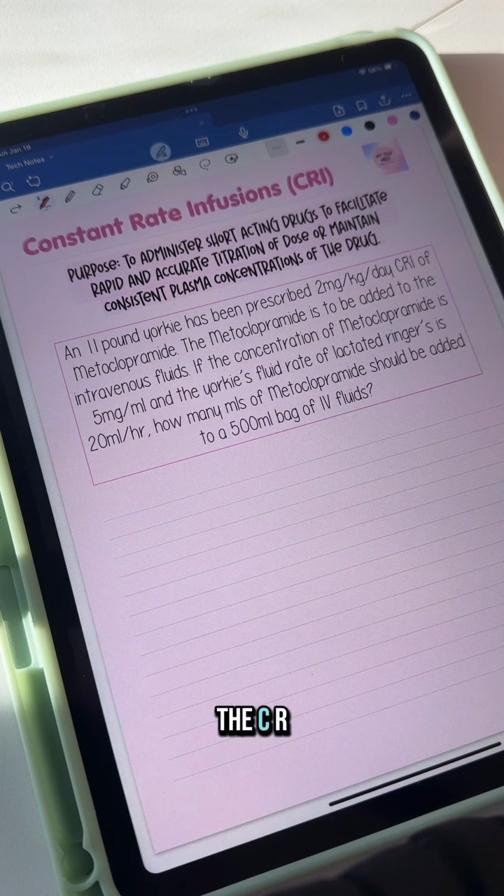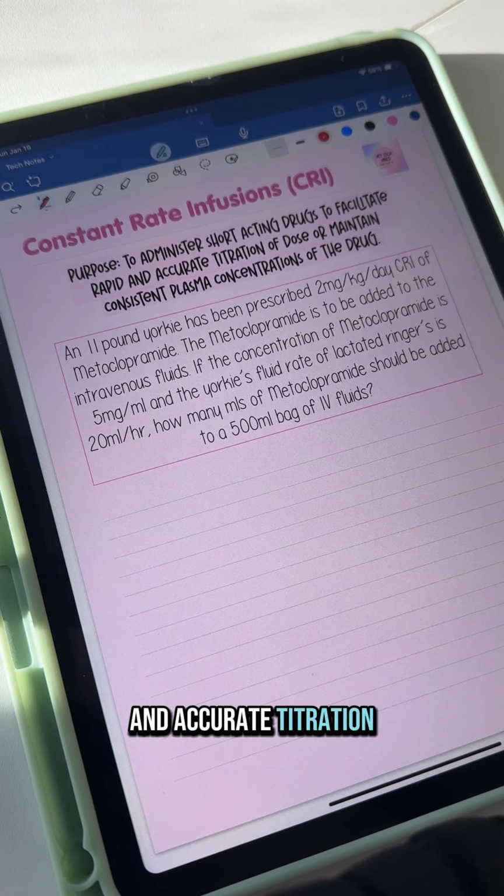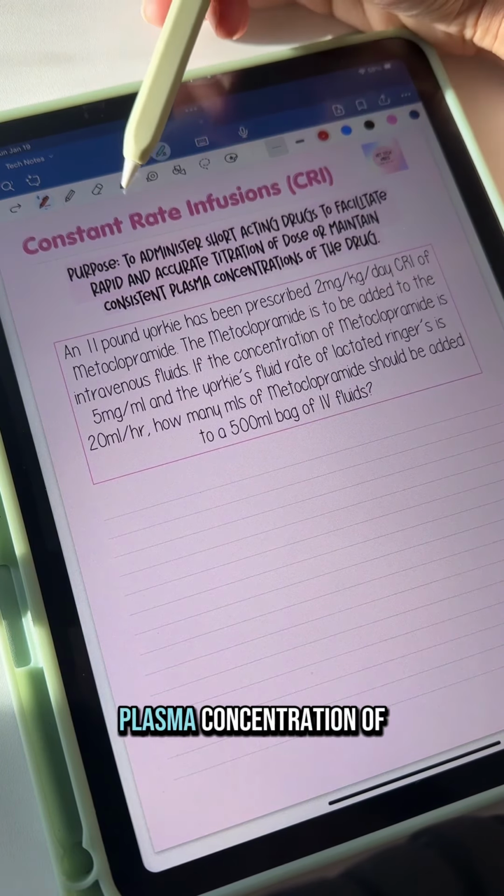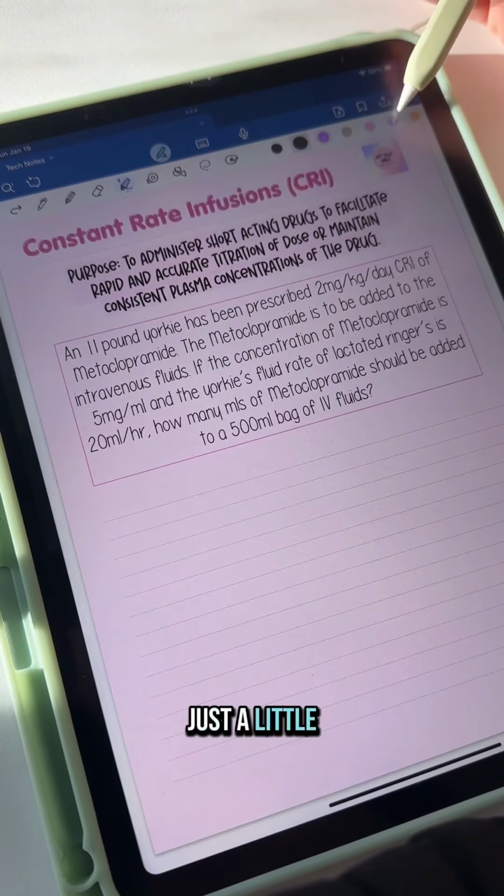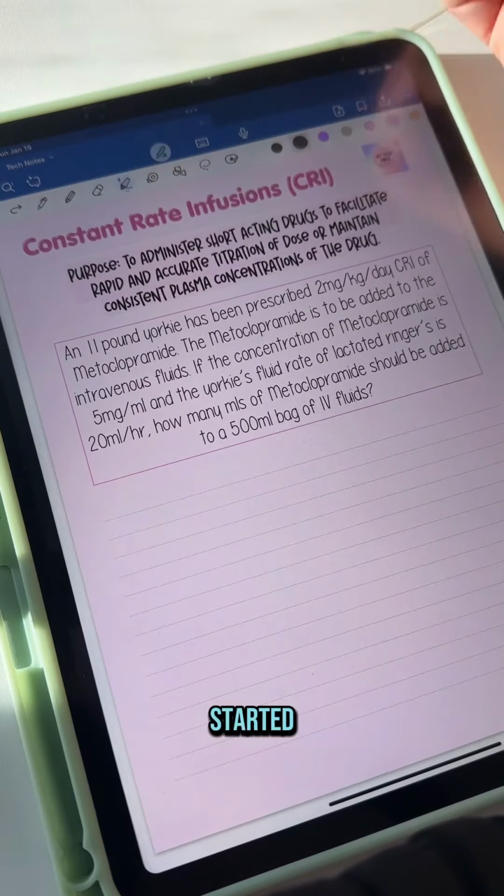The purpose of a CRI is to administer short-acting drugs to facilitate rapid and accurate titration of dose or maintain consistent plasma concentration of the drug. Just a little bit of background before we get started.